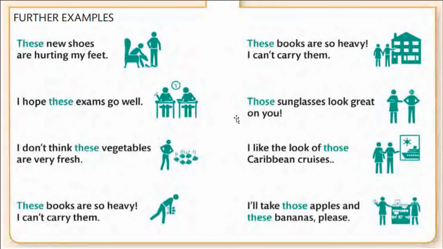Something that is far away, those sunglasses look great on you. That means far away from the speaker, so that's why those. I like the look of those Caribbean cruises. Those means something that is far away or in the past. I will take those apples and these bananas, please. Apples were far away and bananas were closer to the person. And that's how the sentence was constructed.